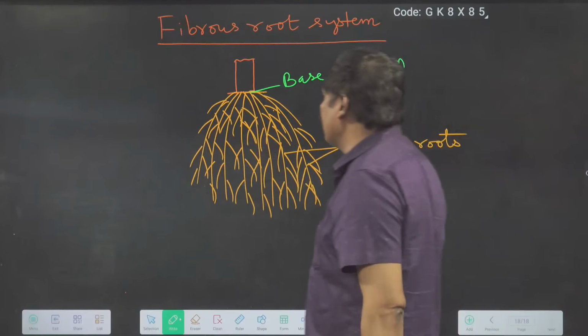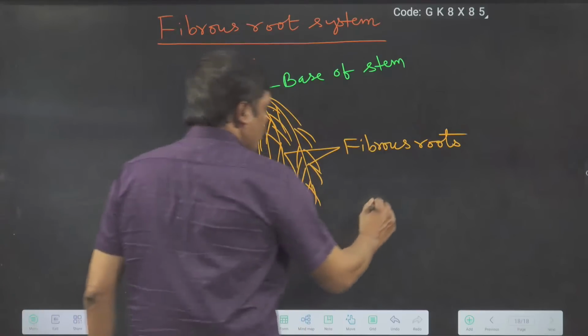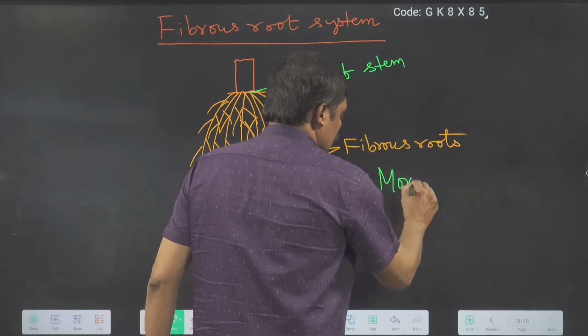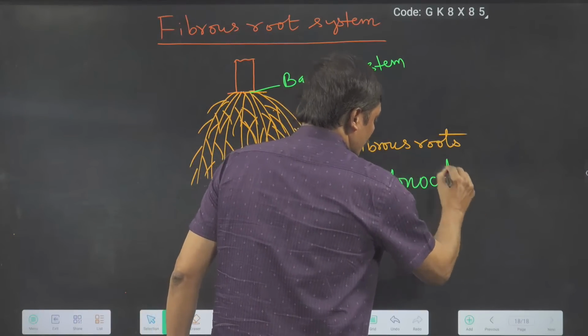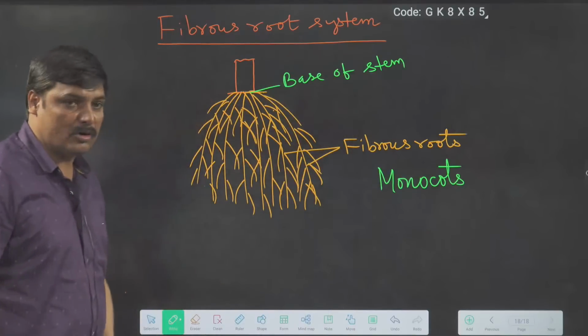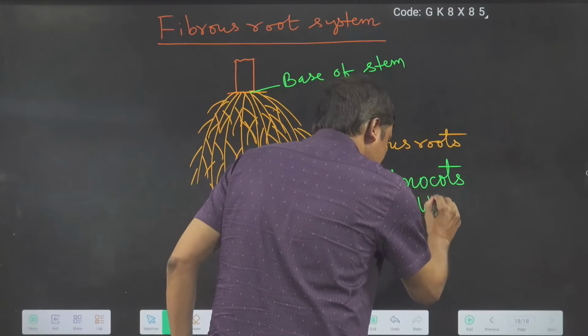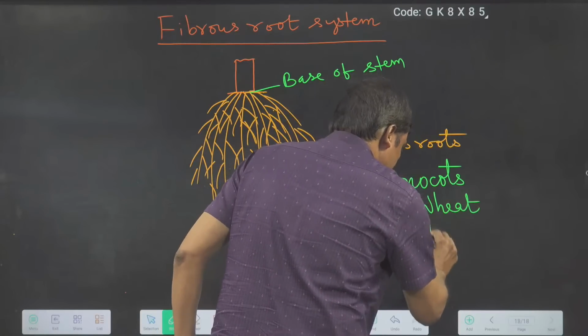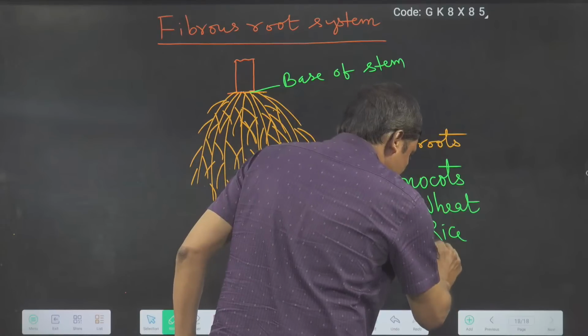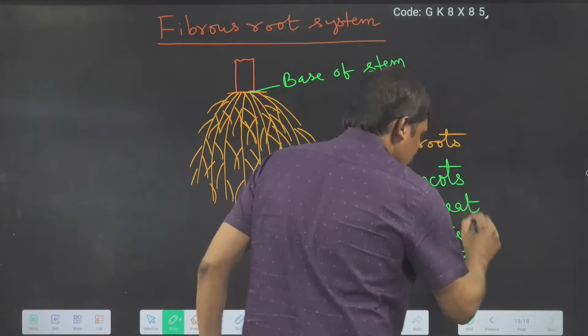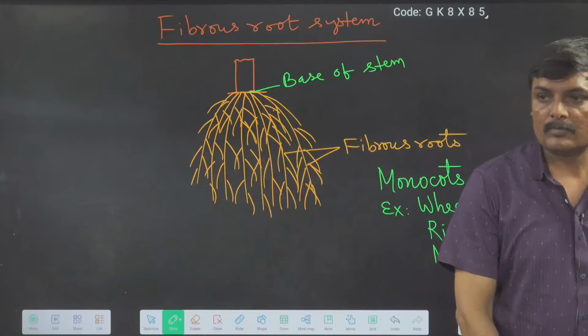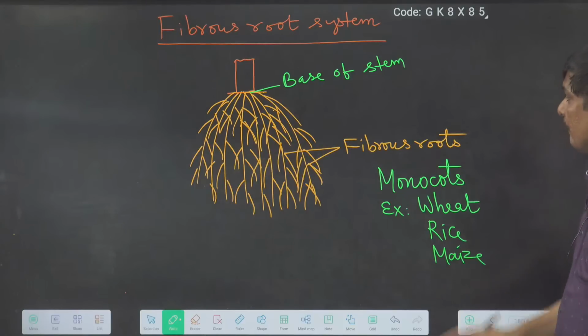And these identical roots, which look like fibers, are called fibrous roots. These are commonly found in monocots. Best examples are wheat, rice, maize, etc. This is called fibrous root system. Okay? I hope you are following well, right?